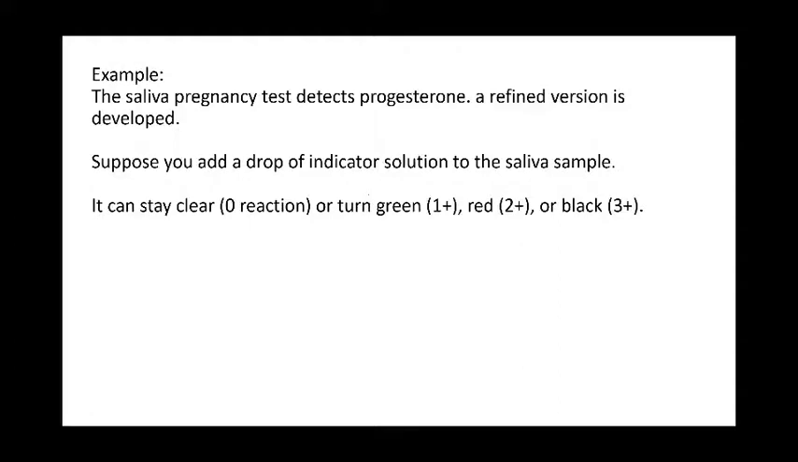Here is another example, with the same saliva pregnancy test. A refined version is developed. You add a drop of indicator solution to the saliva sample. It can stay clear, 0, or turn green, red, or black, so it will show 1 plus, 2 plus, or 3 plus. So instead of just positive or negative, we have given a range for saliva test positivity.